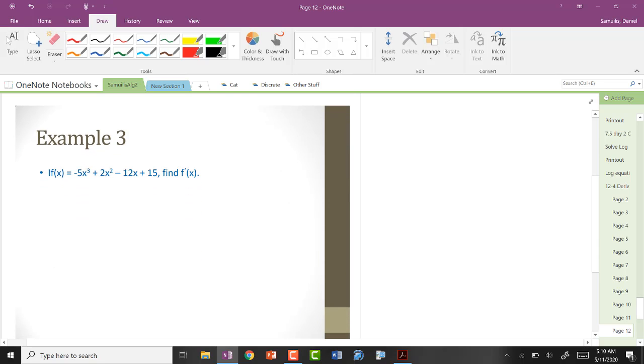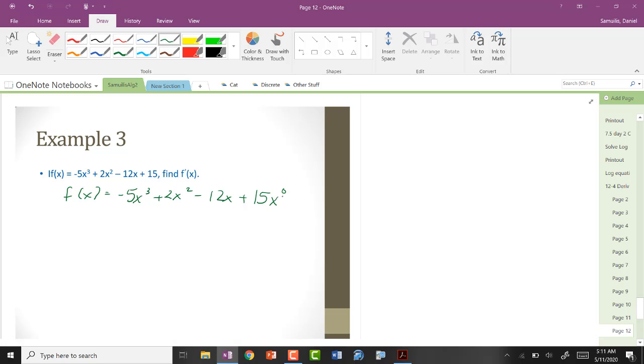Okay, so we've just done monomial terms for now, but the power rule applies for all exponents. Okay, so I'm going to rewrite this really quick. So f of x equals -5x to the 3rd plus 2x squared minus 12x plus 15, because I'm going to put in a 0 power here. Okay, so I have powers 3, 2, 1, and 0, because a lot of times people are confused about where the 15 is going to go.